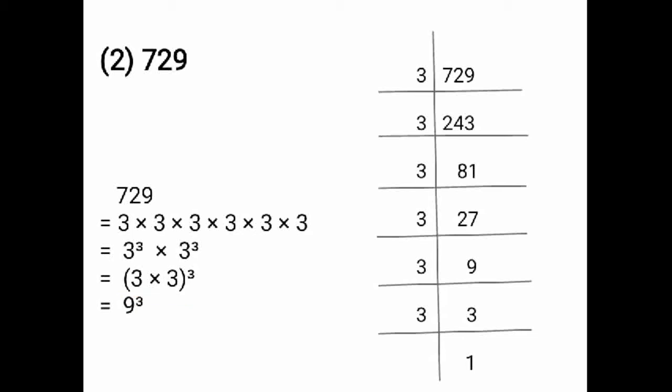Now you have to write the cube root. This index 3 you have to remove. After removing this index 3, it becomes the cube root. That is, therefore, cube root of 729 is equal to 9. Remember one thing: after you get your last answer here as a cube, that number only is the cube root. When you remove this 3 here, it becomes your cube root.